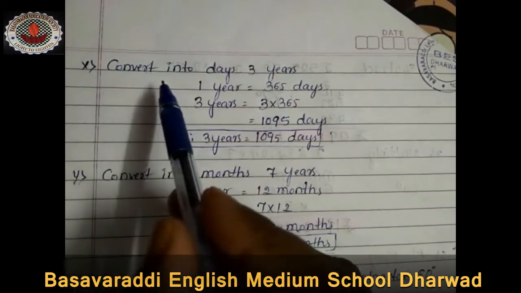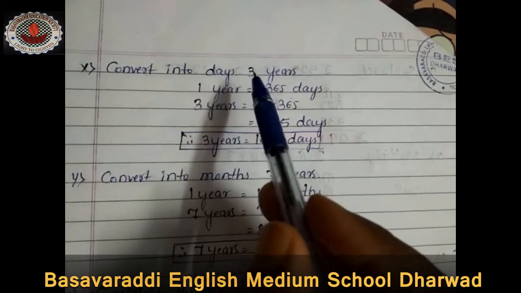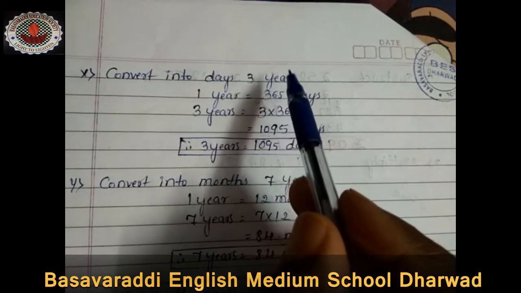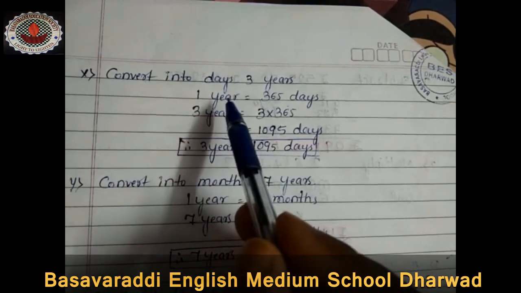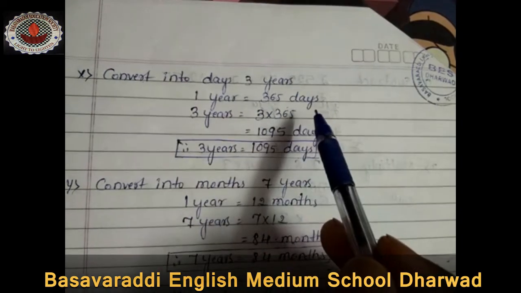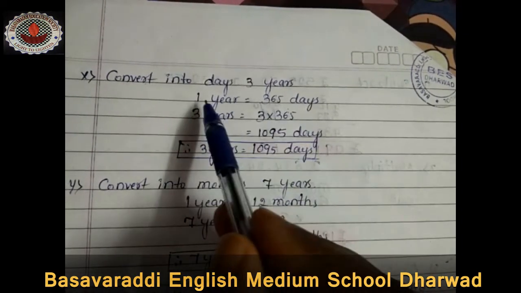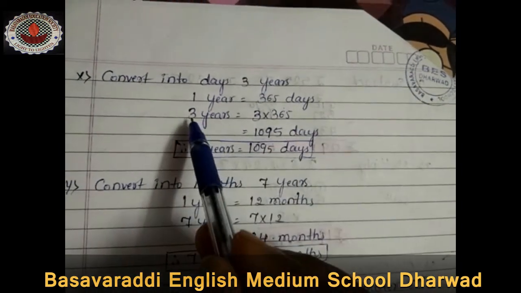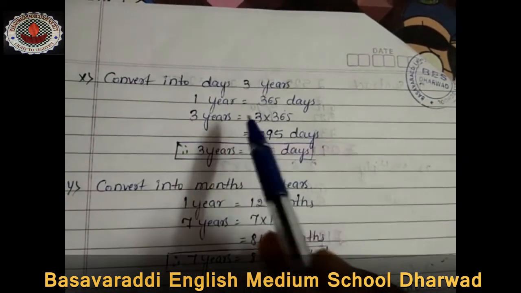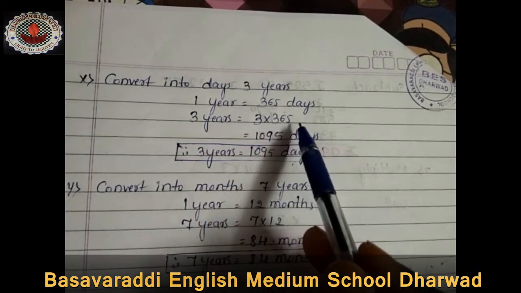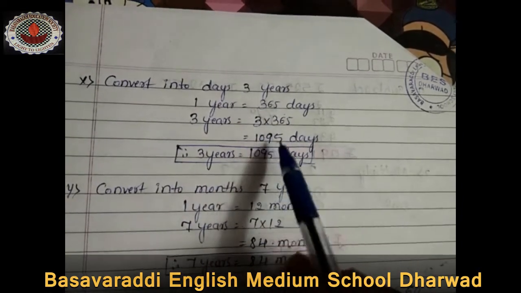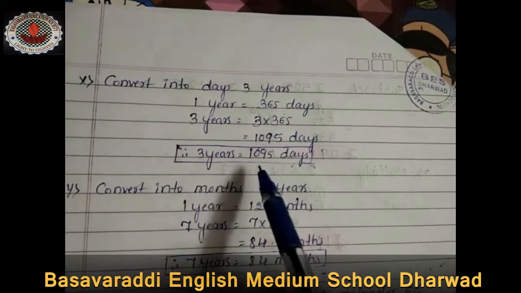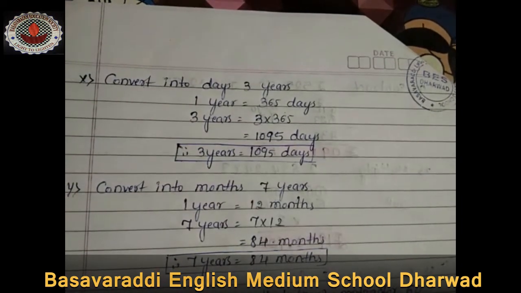Next, X question is convert into days, 3 years. So we have to convert years into days. So 1 year is equal to 365 days. This one we already understood. So the question is 3 years is equal to how many days? So 3 into 365, after multiplication we get 1095 days. It means 3 years is equal to 1095 days.